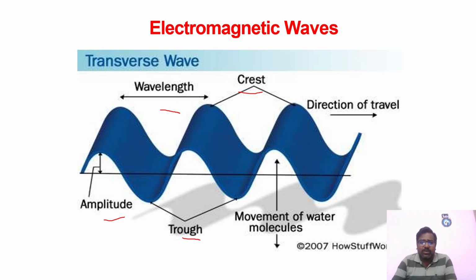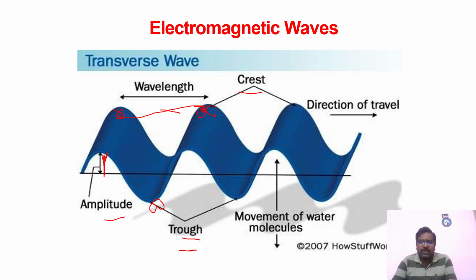Okay, so this is the wavelength, and this is the height. This is nothing but a wavelength, the distance between two positive points. The positive peak point is the crest, and the negative peak point is the trough. These are the basic parameters in an electromagnetic wave.